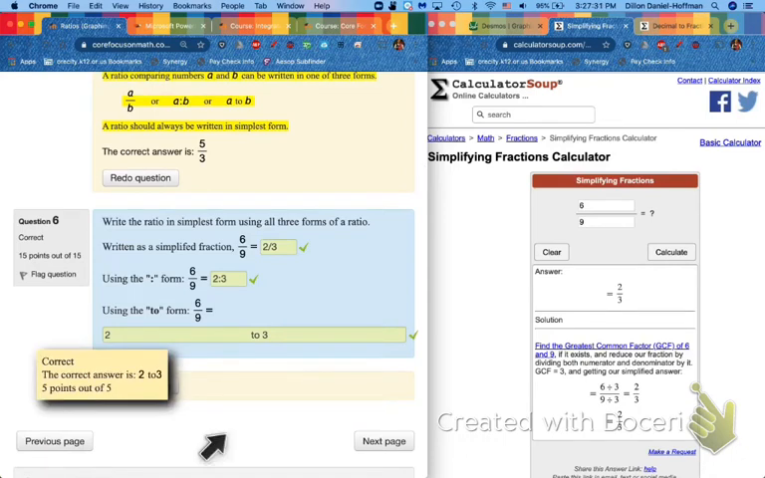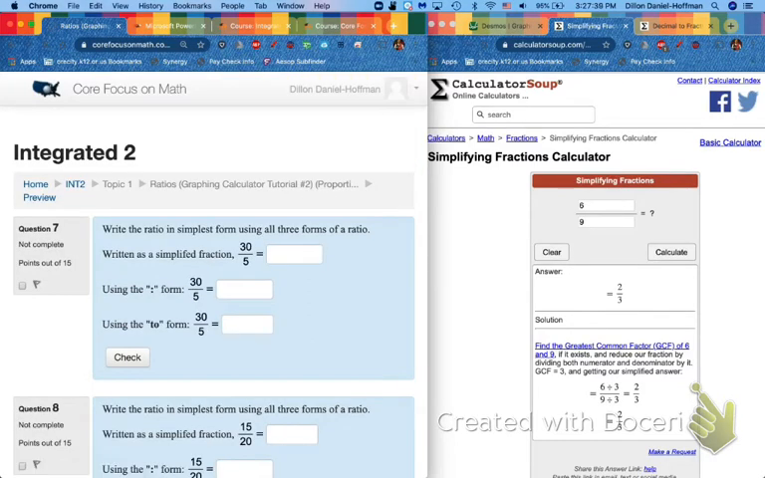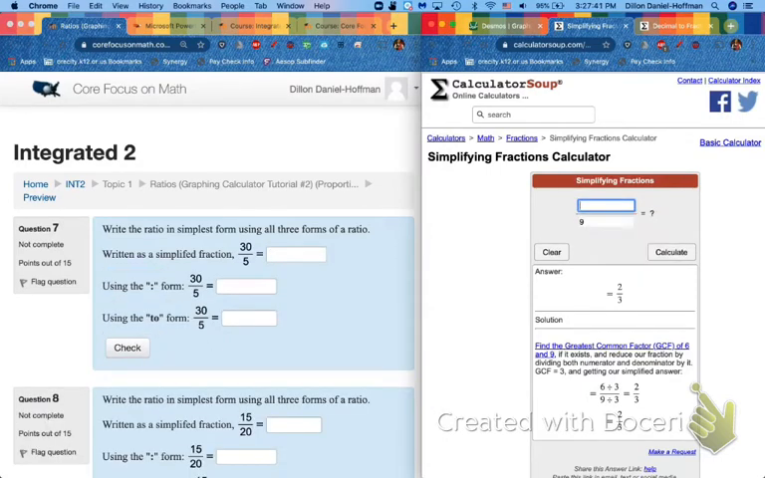2 to 3. All right, number 7. Same exact thing. We've got our 30 over 5.